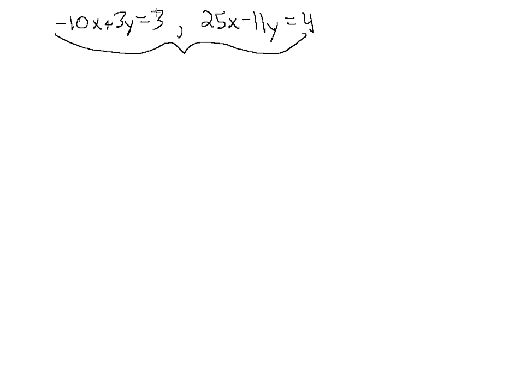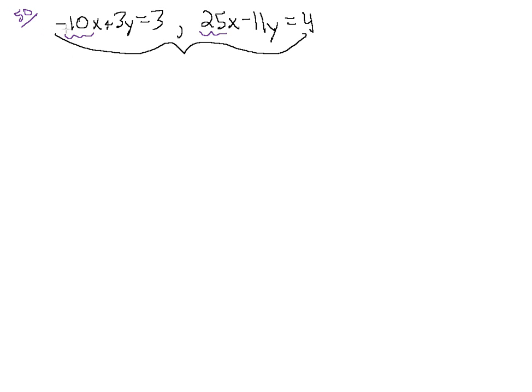Let's say we have minus 10x plus 3y equals 3, and we have 25x minus 11y equals 4. So this is our system of linear equations. We want to take a look at the coefficients. Do we have two variables with coefficients that have a nice round lowest common multiple? The coefficients of x, we have minus 10 and 25, which both have a common multiple of 50.